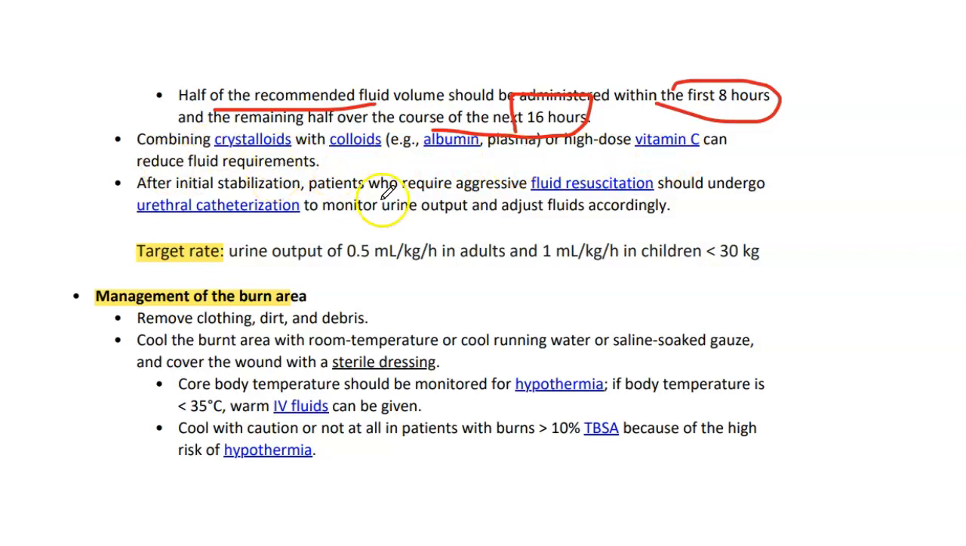After initial stabilization, patients who require aggressive resuscitation should undergo urethral catheterization to monitor urine output and adjust fluid accordingly. So fluid is adjusted in accordance with urine output. Target urine output is 0.5 ml per kg per hour for adults and 1 ml per kg per hour for children less than 30 kg.